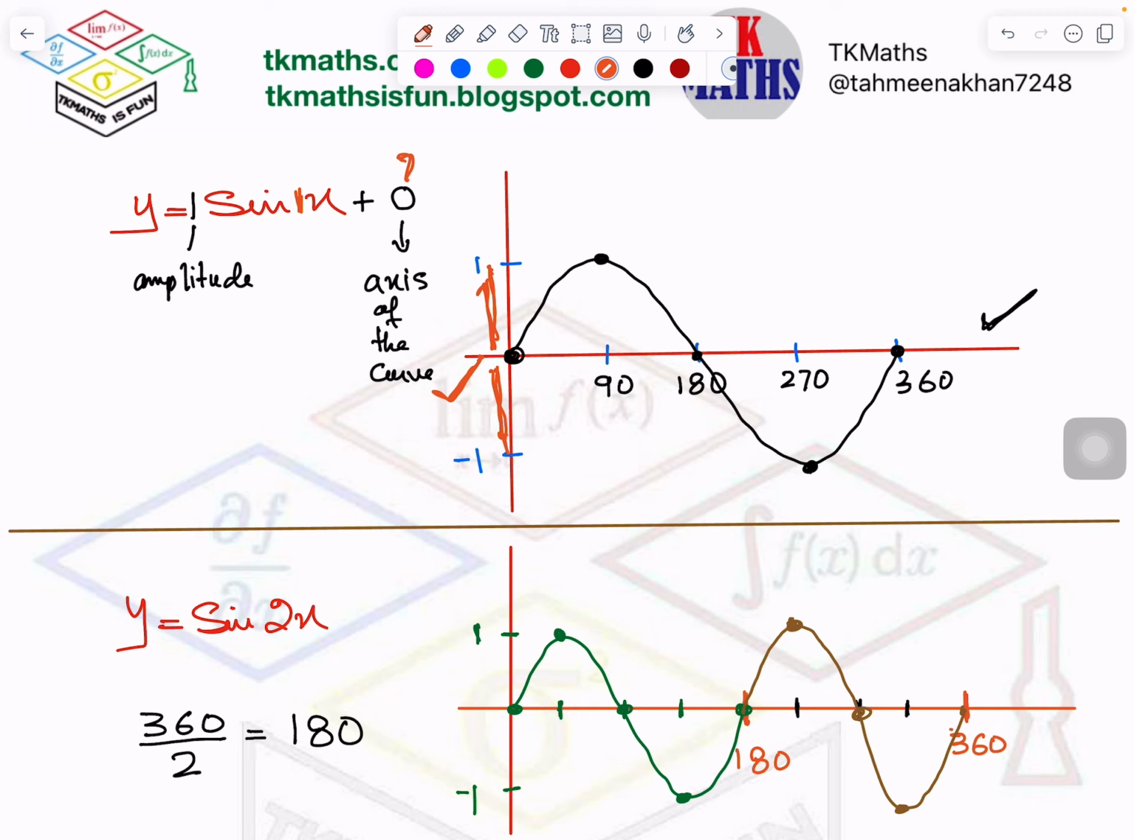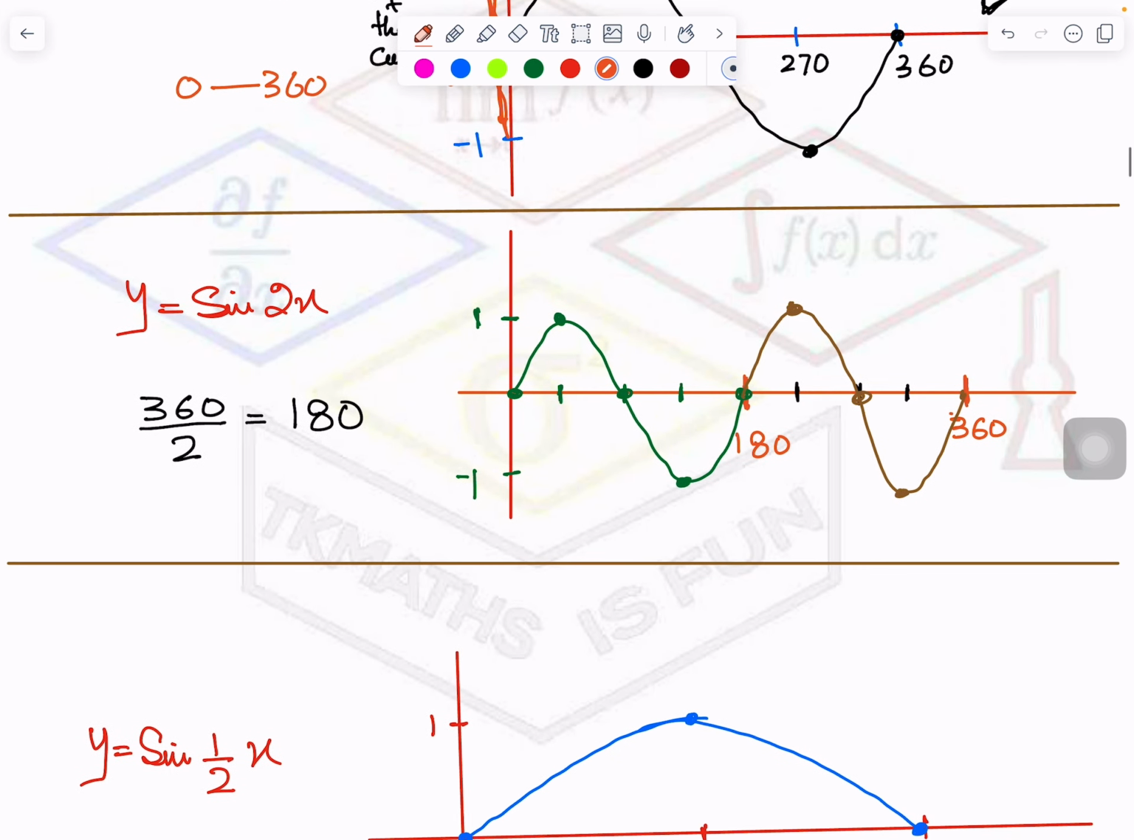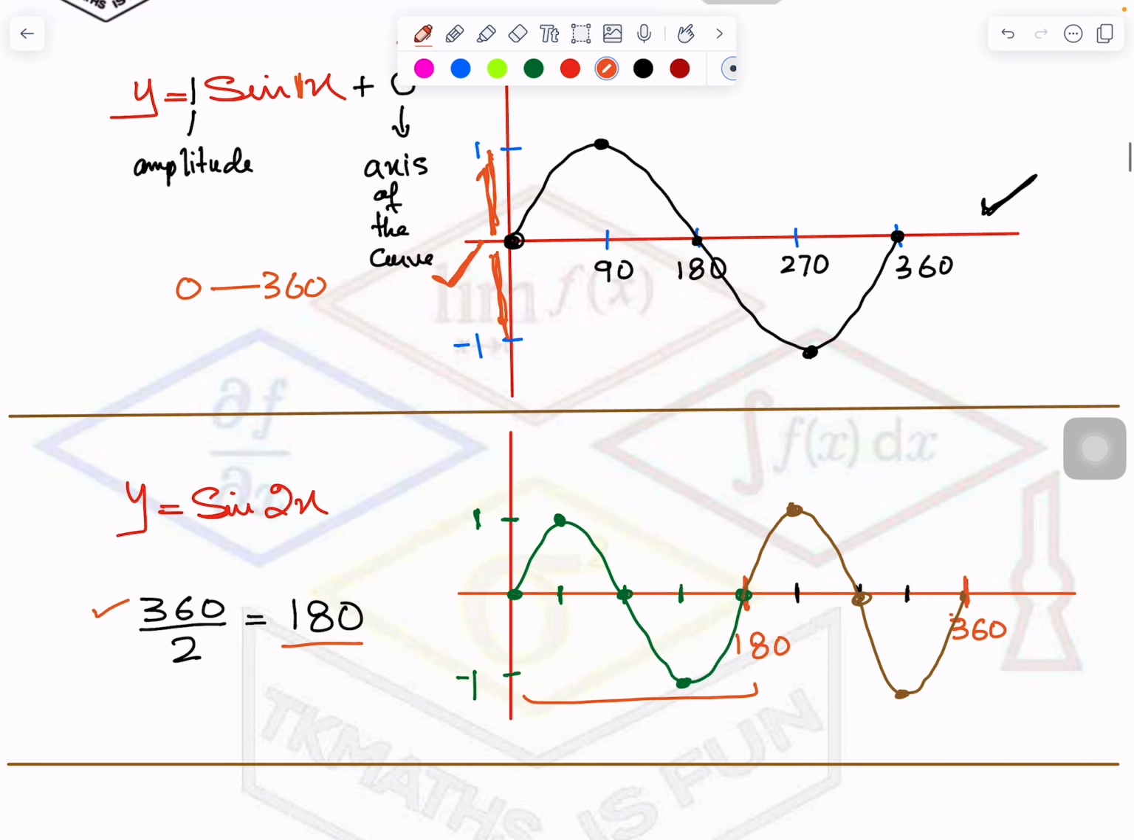It means between 0 to 360, there will be only one cycle, which is shown here. Now let me write here y is equal to sine 2x. So what do you notice here? If you want to know how many cycles will be completed in 0 to 360, you divide 360 by 2, it is coming 180. So can you notice in this green curve which I have drawn, from here till here the cycle is completed, just like the above one.